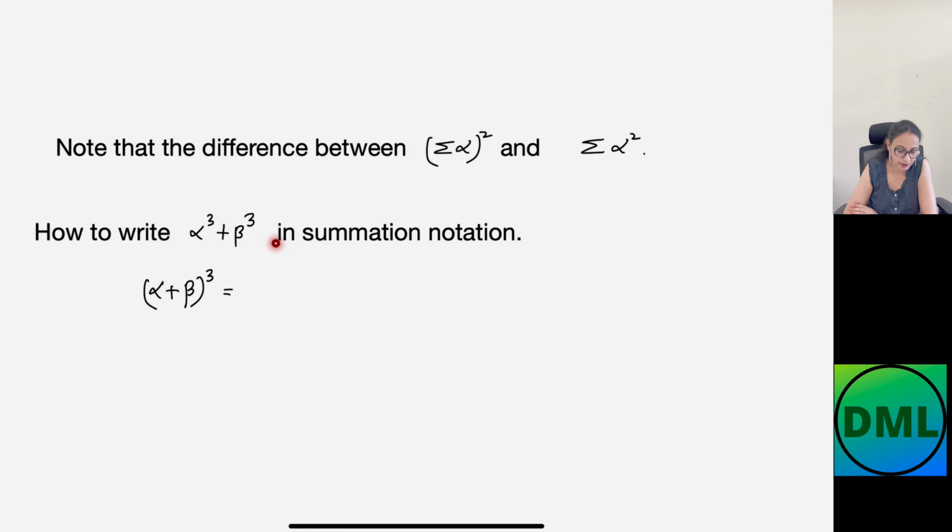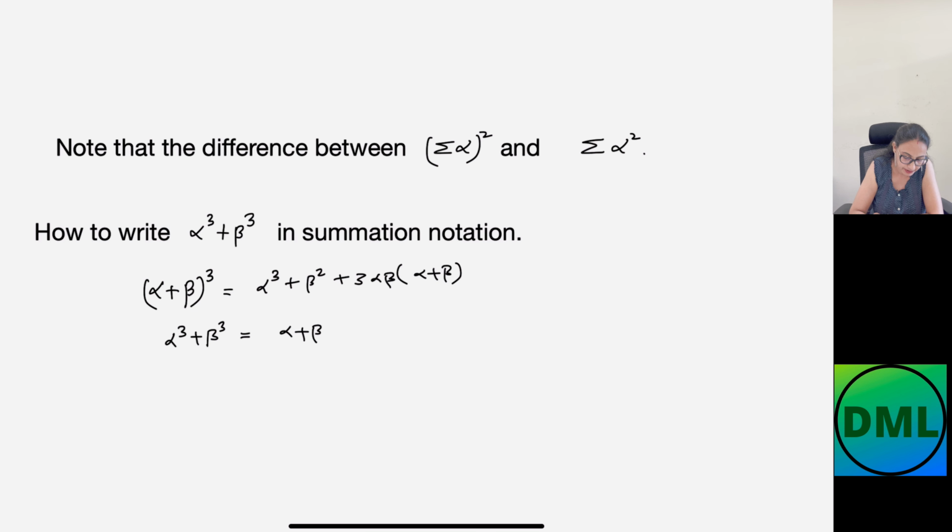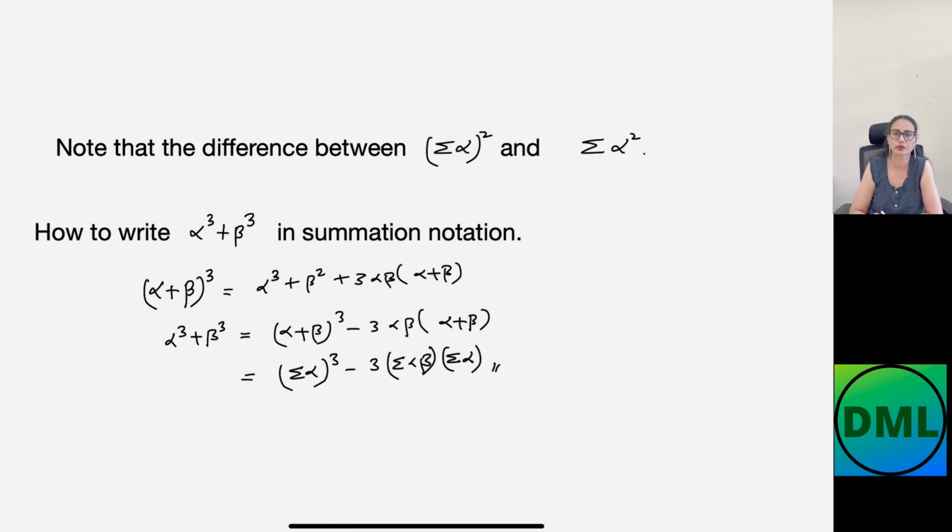How to write alpha cube plus beta cube in summation notation? We know that alpha plus beta the whole cube is alpha cube plus beta cube plus 3 alpha beta bracket of alpha plus beta. This is our formula. From here, the answer for alpha cube plus beta cube will be written as alpha plus beta the whole cube minus 3 alpha beta bracket of alpha plus beta. This will be written as sigma alpha the whole cube minus 3 sigma alpha beta and sigma alpha. This is the answer for the summation notation for alpha cube plus beta cube.